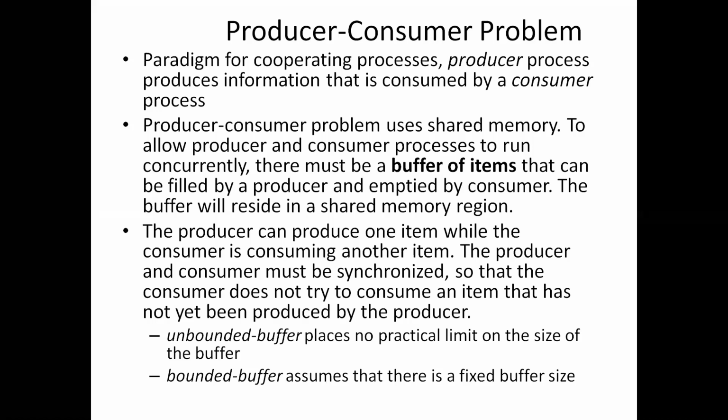The producer can produce one item while the consumer is consuming another item. When the producer produces an item, that item will be consumed by the consumer, and by that time the producer will produce another item. The producer and consumer must be synchronized so that the consumer does not try to consume an item that has not yet been produced by the producer. The consumer should wait until the producer produces the item.